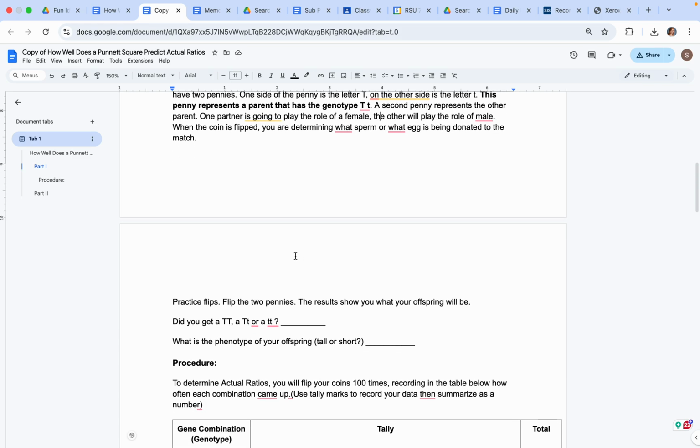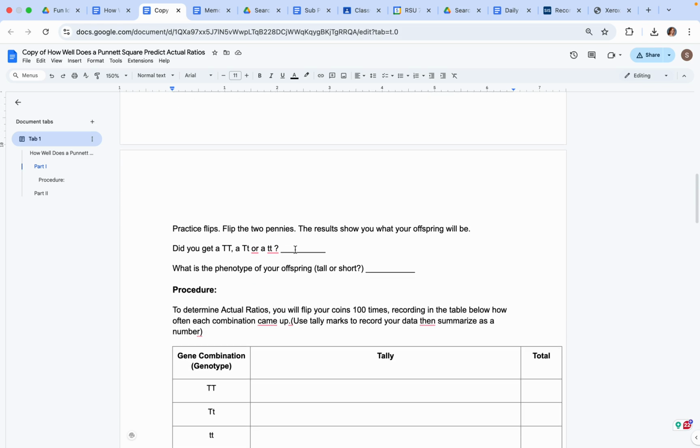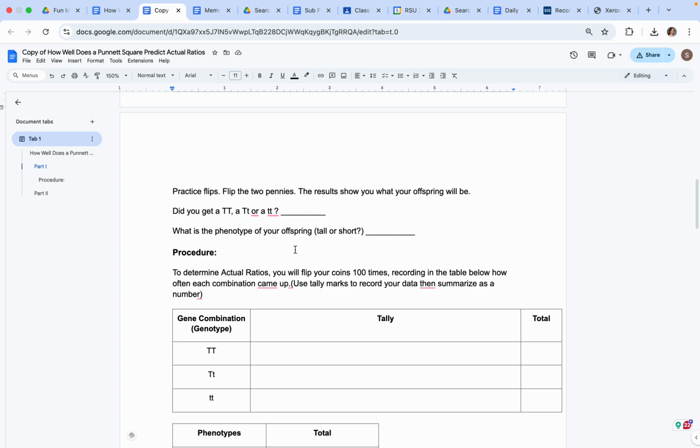When the coin is flipped, you're determining what sperm and what egg cell is being donated to the zygote, right? So you can practice this. Make sure you have it down. If you flip your 2 coins, did you get 2 capitals, capital and lowercase, or 2 lowercases? Write it here. If I did this, I just did it and I got a big T, little t. So I would write big T, little t. But you write whatever you got in that blank.